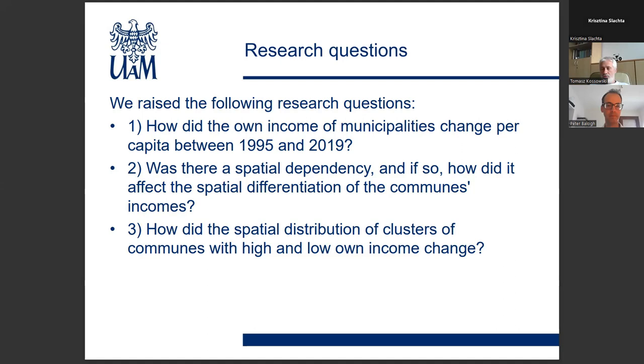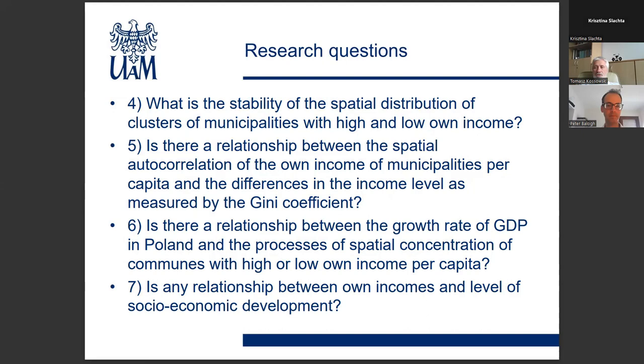What is the stability of the spatial distribution of clusters of municipalities with high and low income? Is there a relationship between the spatial articulation of the own income of municipalities per capita and the differences in the income level as measured by the Gini coefficient? Is there a relationship between the growth rate of GDP in Poland and the process of spatial concentration of communities with high or low income per capita? And finally, is there any relationship between own incomes and the level of socioeconomic development?